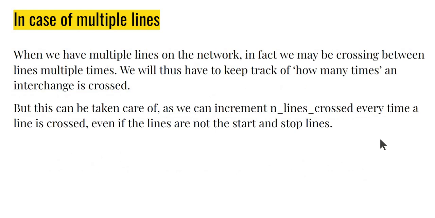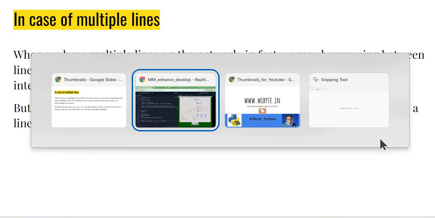When I have multiple lines, there may be many crossings, which means that we have to keep track of how many times a line is being crossed, even if these are not the start and stop lines. Because remember, if I have, let's say, 5 lines on the network, then I might go from the starting line to some intermediate line to another intermediate line and so on. But every time I cross, I must increment n lines crossed. But this is for later. For now, let's just solve it for 2 lines, because that creates intuition.